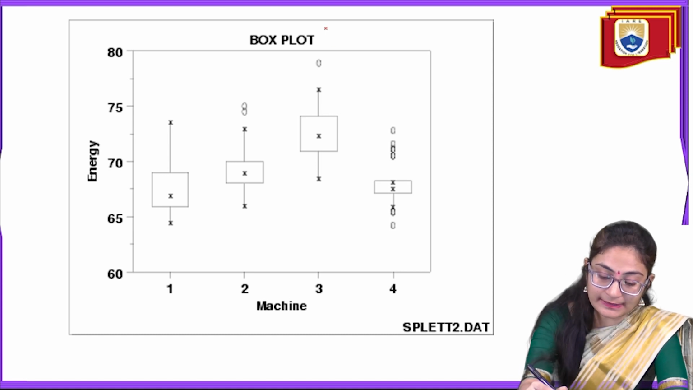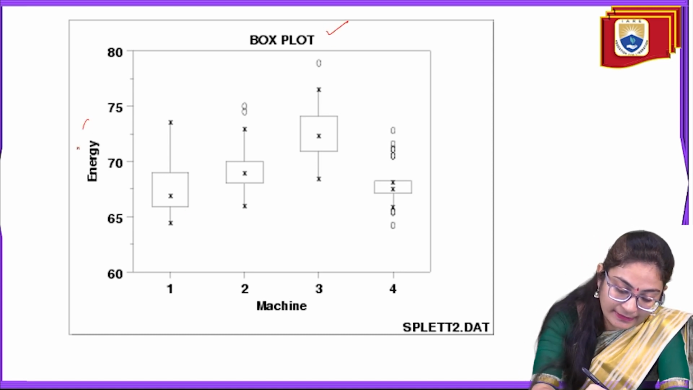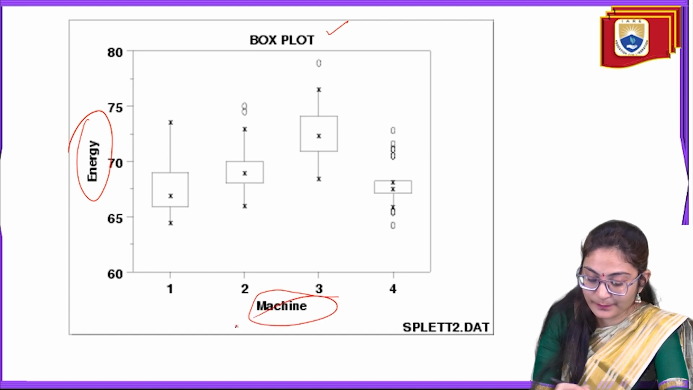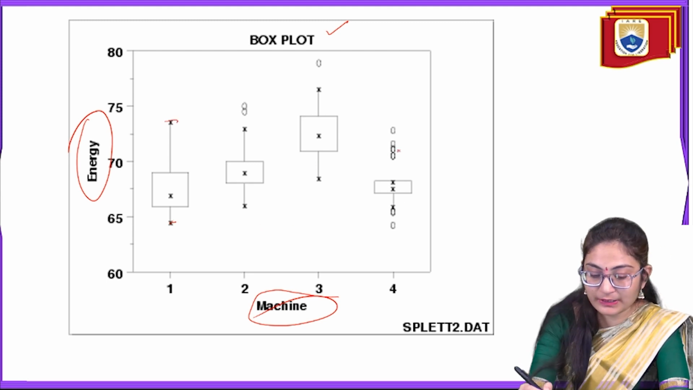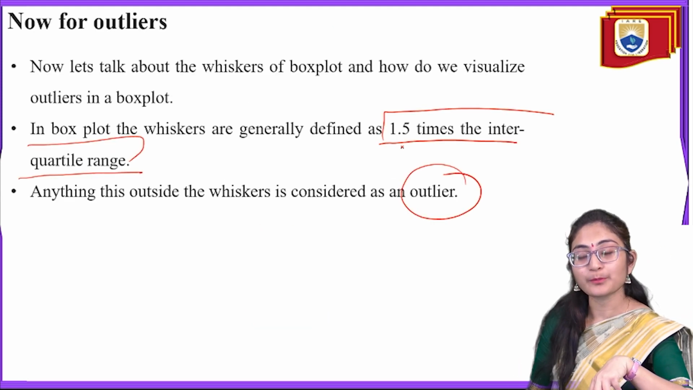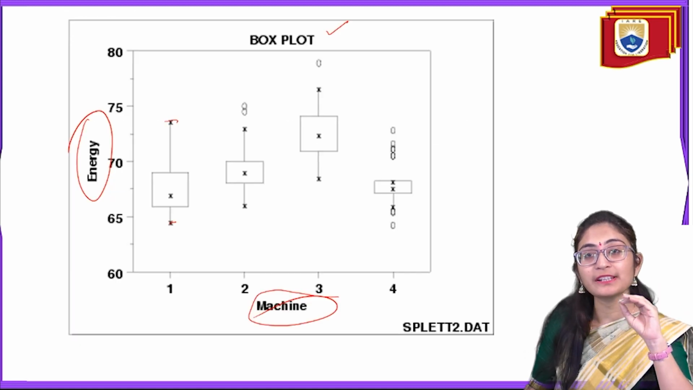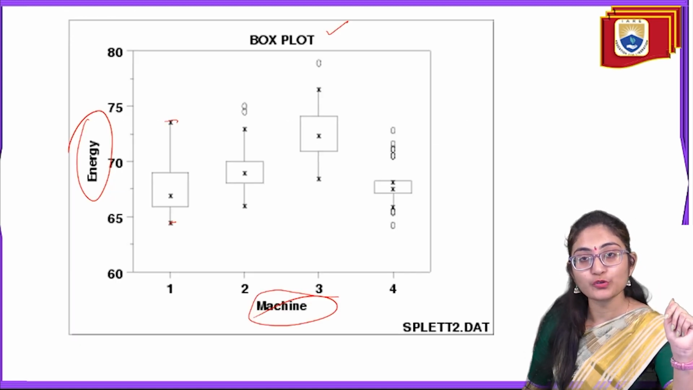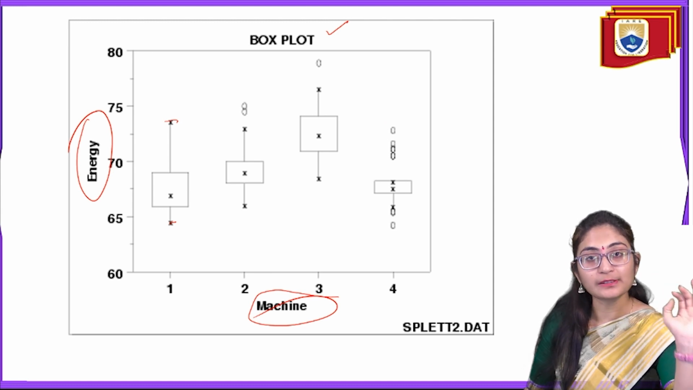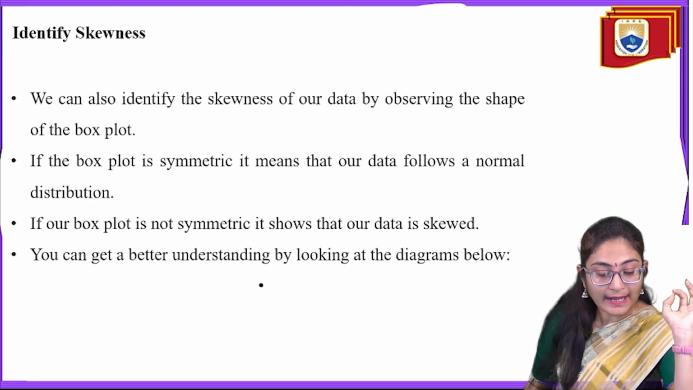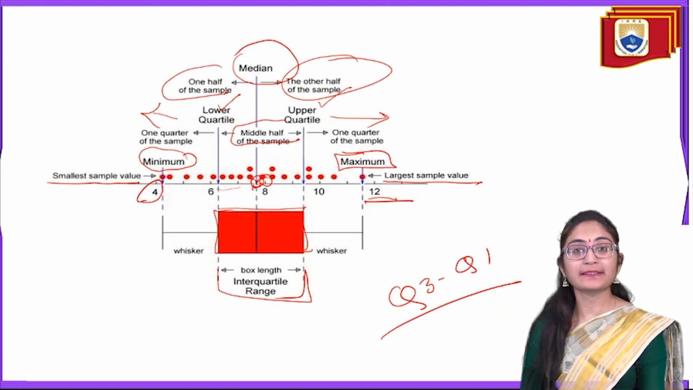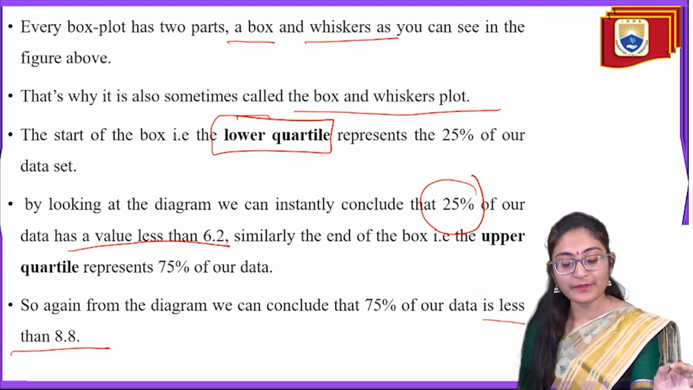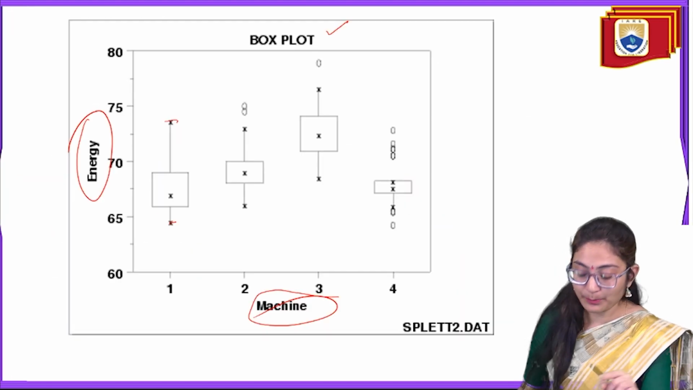So here, this is again your box plot. The box plot is showing energy and machine. Everywhere, in every plot, you will get the lower quartile, upper quartile, median, outlier, maximum, minimum. Every value will be available in your box plot.